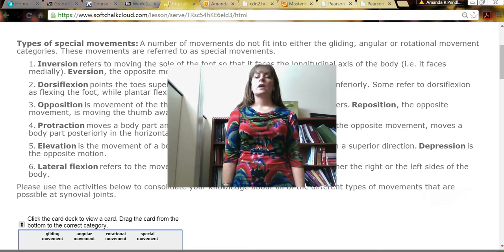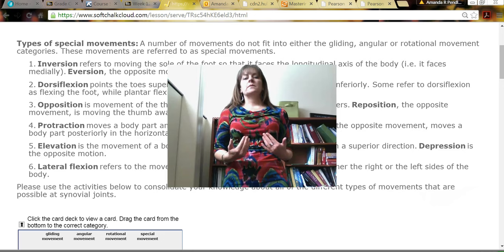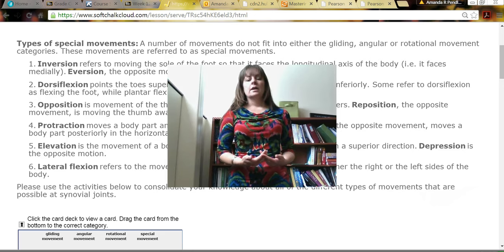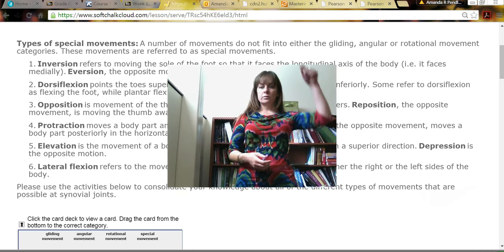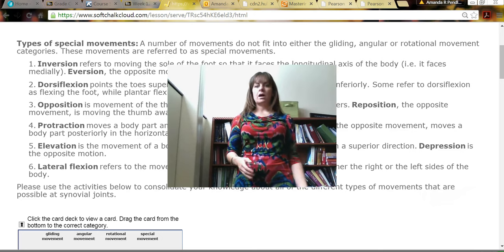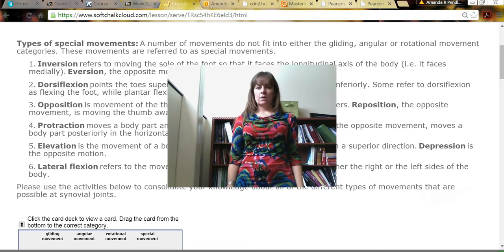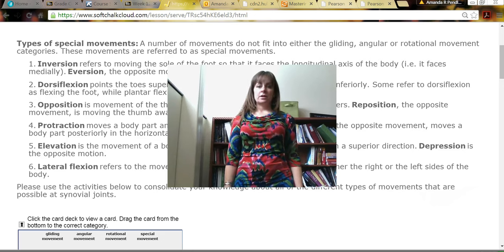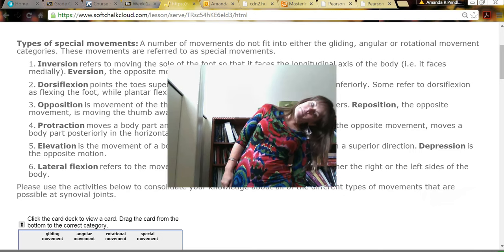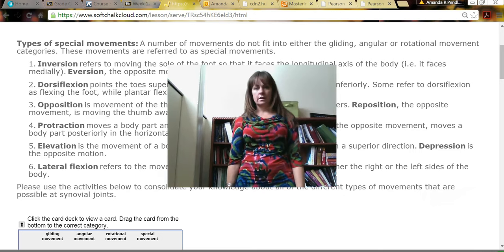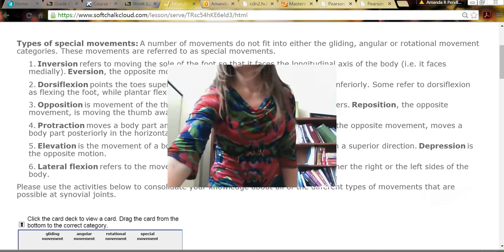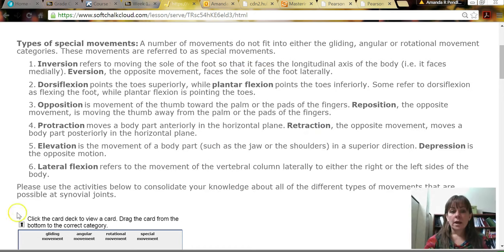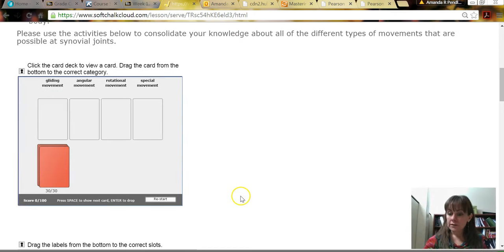Okay. And then the final one is going to be lateral flexion. Lateral flexion is specifically referring to a bending of the vertebral column laterally. Okay, so if I do this, that's lateral flexion. I can also do it to the other side, and it's still considered lateral flexion.